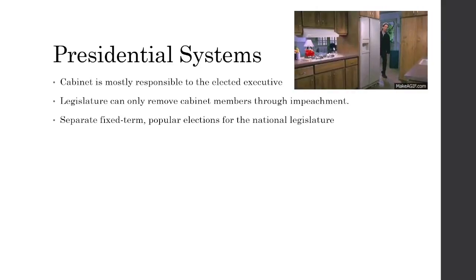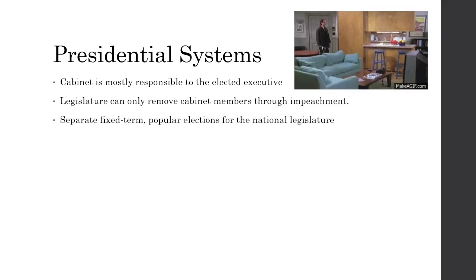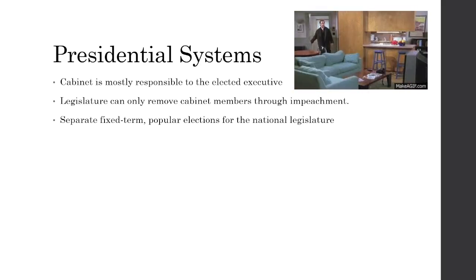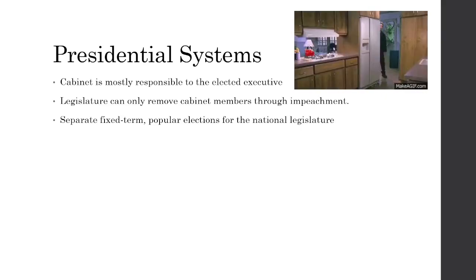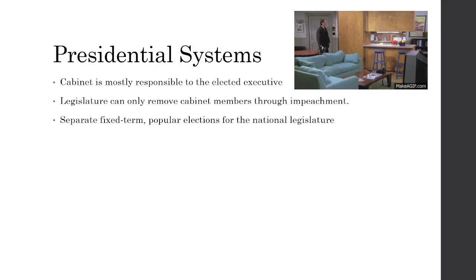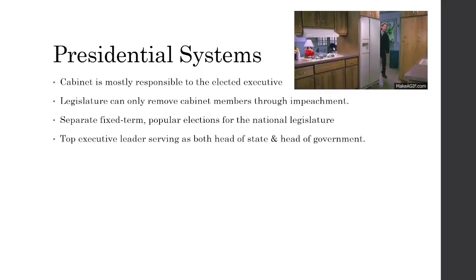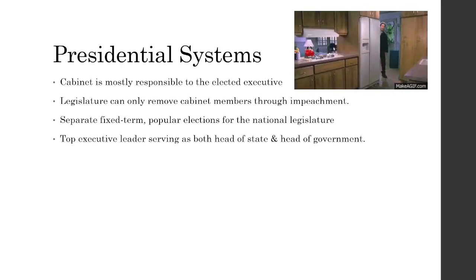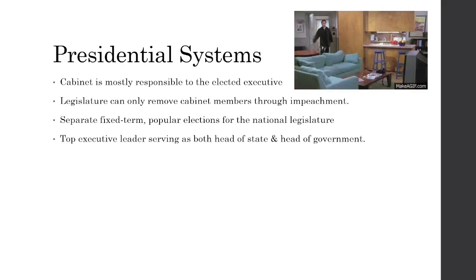Both systems have elections for their members. So the president has an election, and then people in the legislature, representatives, have their own elections. And they also have fixed term limits. So they're not ruling for life, essentially. And these elections are for the people to vote on. The top executive leader serves as both the head of state and head of government. In a parliamentary system, those roles are separate.